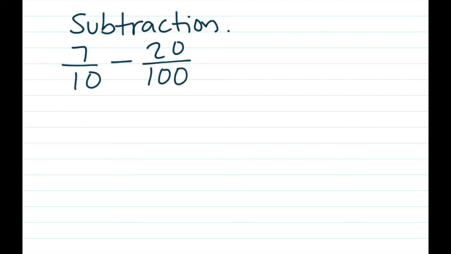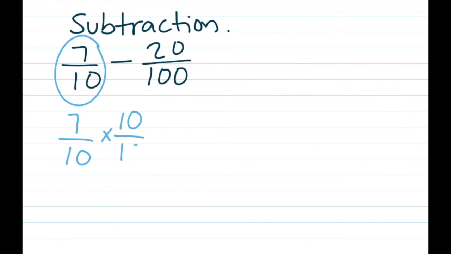Again, we need to have the same denominators, which we do not have. For this one, again, we are going to be using 100. So we need to make this 7 tenths have a denominator of 100. Again, to do that, we're going to do the same process as we did with the addition. We're going to take that fraction and multiply it by 10 over 10, which means 10 tenths. Then we just multiply across numerator and denominator to find the new fraction.